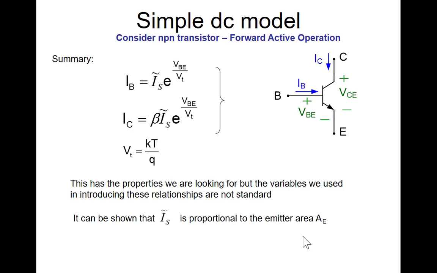So it can be shown that IS tilde, first of all, is proportional to the area of the emitter. If you double the base emitter area, you should double the current. Yes? Does this stay the same for NPN and PNP? Are the equations the same? The equations are the same. Currents are in opposite directions, so let's not worry about the sign. Very much like the MOS device. Parameters may be different in front here, but the equations are the same.